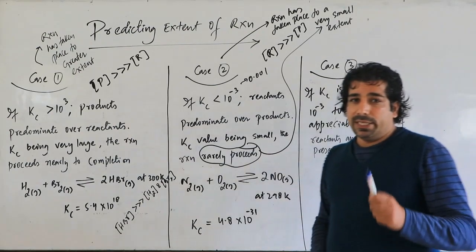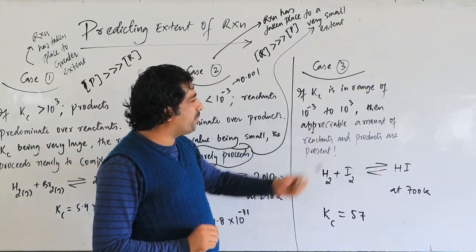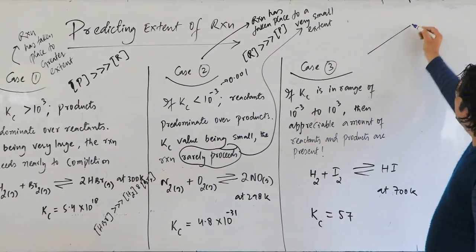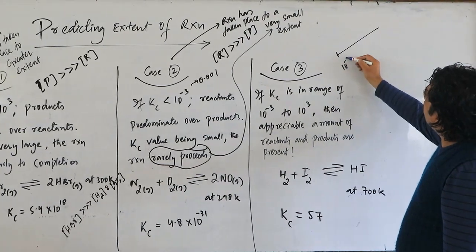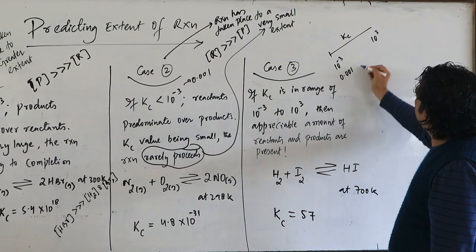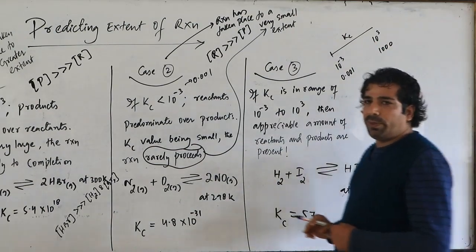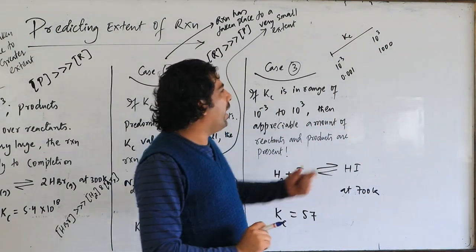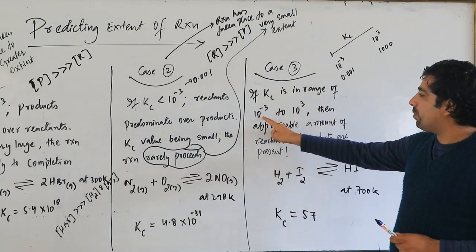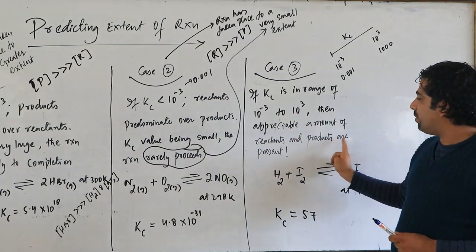If now the Kc value is in the range between 10^-3 to 10^3, what is the meaning? Let's decide that range, 10^-3 and 10^3, that is 0.001 and that is 1000. So my dear friends, the Kc value between 0.001 and 1000, if you look here, okay? So the Kc value in the range of 10^-3 to 10^3, then an appreciable amount of reactants and products are present.